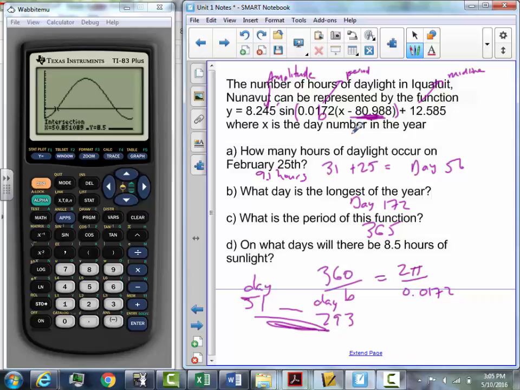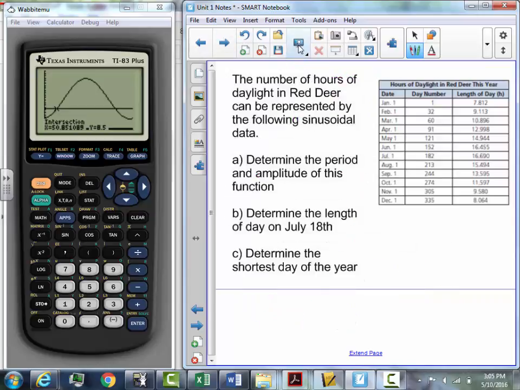Yeah. Okay, let's try another example. If it was like 293.7, you'd probably have to say that it occurred on day 293, probably. Okay.